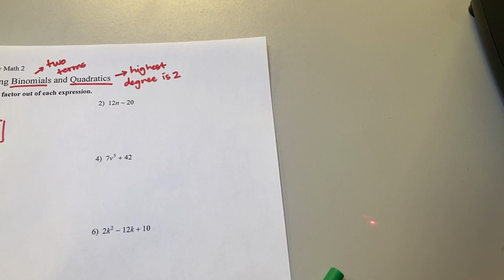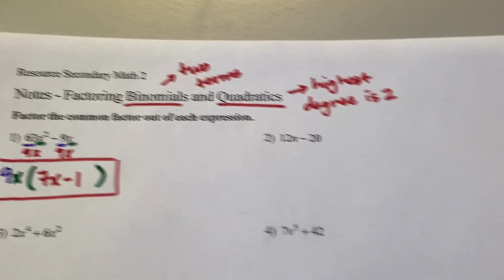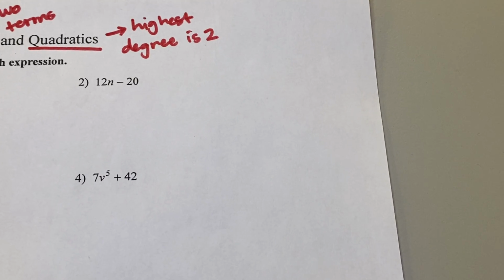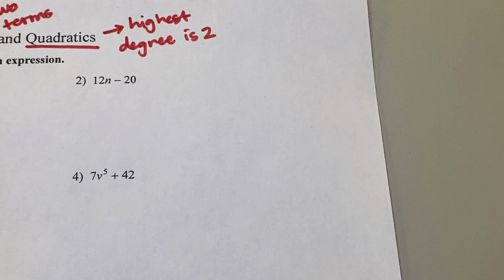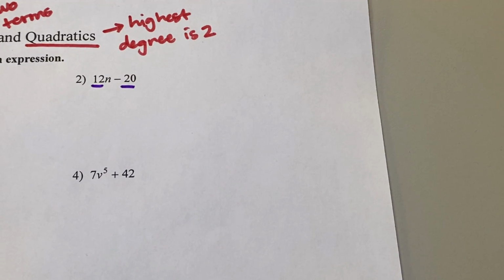Okay, same thing. We're deciding, do they have anything in common? So look at our coefficients first. We have 12 and 20. What do we think the GCF, greatest common factor, between 12 and 20 is? What's the biggest number I could divide both those guys by? What do you think? Nora?